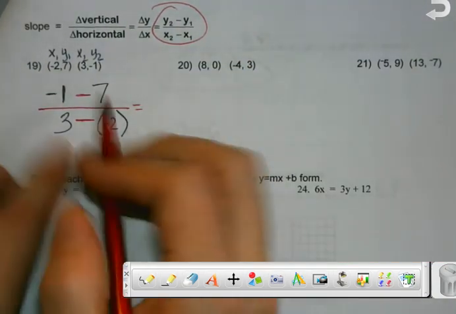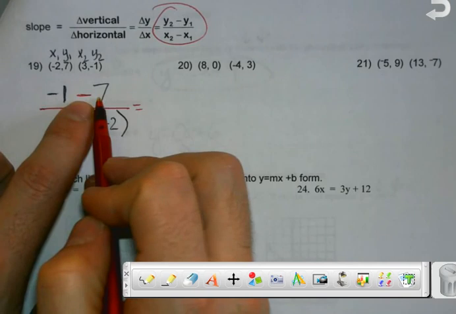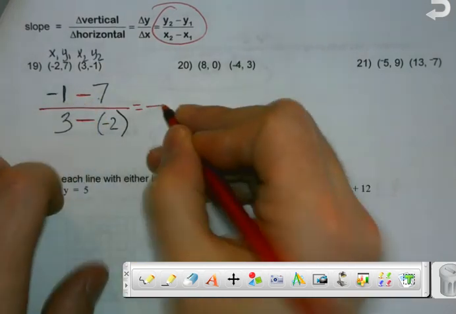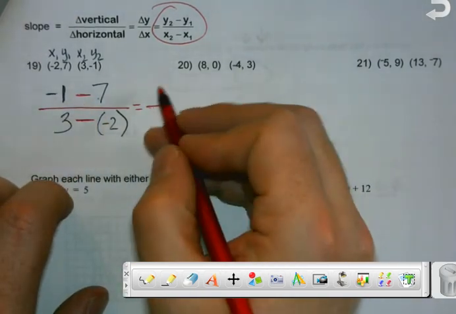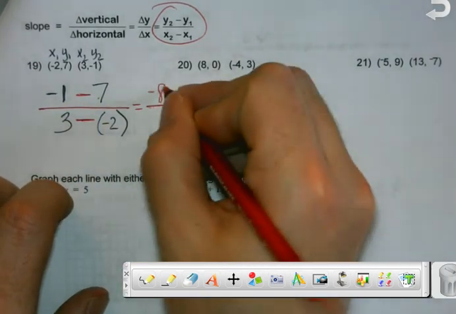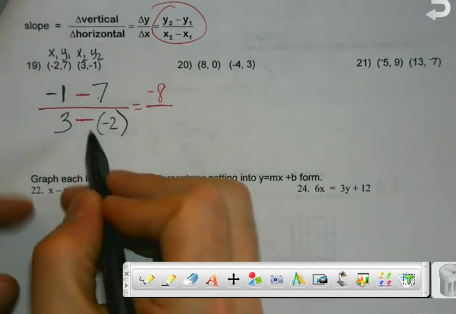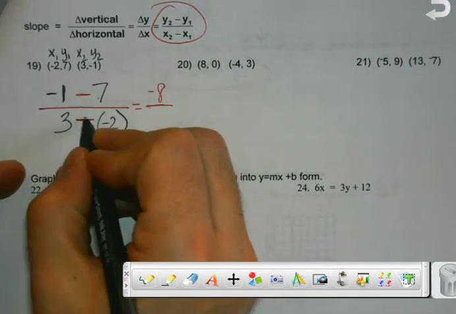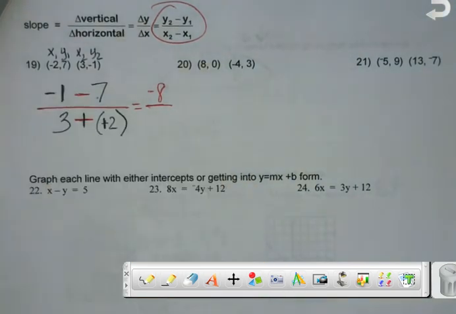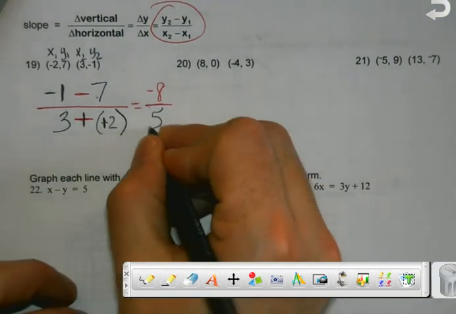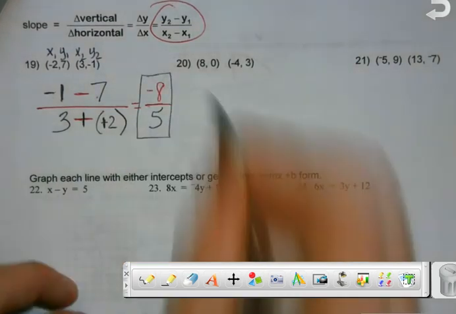So let's see. I owe my friend $1. I borrow 7 more. How much do I owe now? I owe 8. But here, minus a negative, the double negative causes some good. Remember, minus a negative makes that plus. So 3 plus 2 is 5. And that one doesn't reduce anymore.